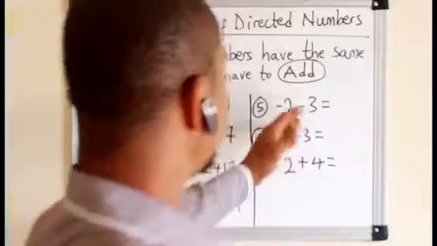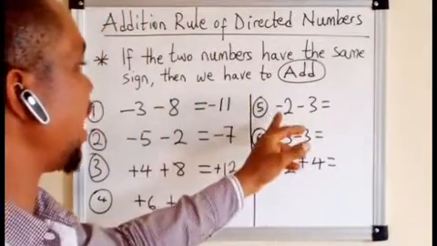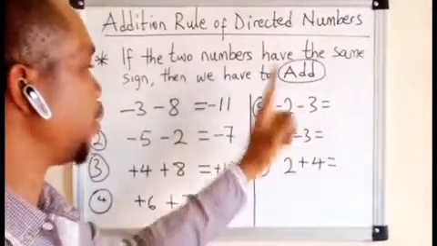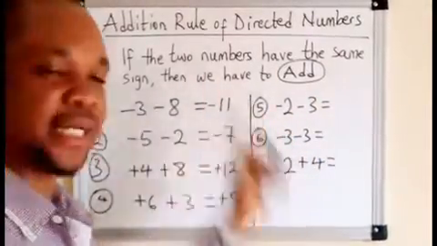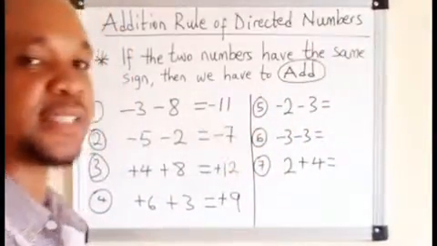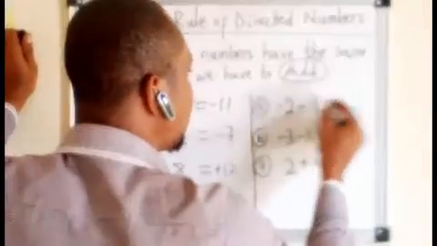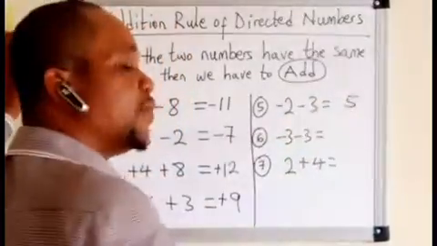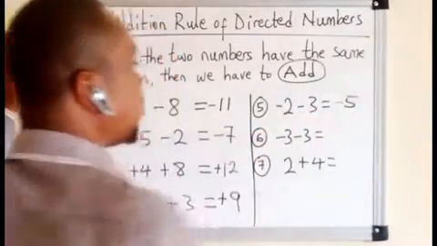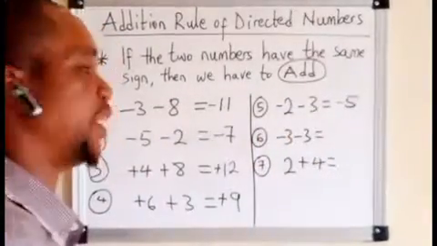Then we can look at number 5. If you look at number 5, you see that we have minus 2, minus 3. 2 has a negative sign, minus. 3 has a negative sign, minus. So both numbers have the same sign. We can add. 2 plus 3 is 5. And then we attach any of the signs in our answer. So minus 5. So minus 2 minus 3 is equal to minus 5.